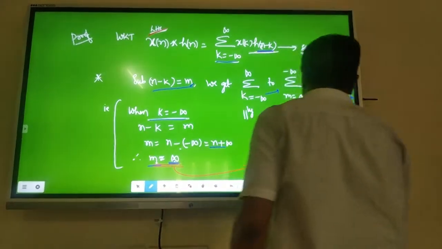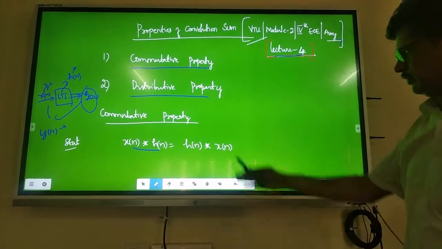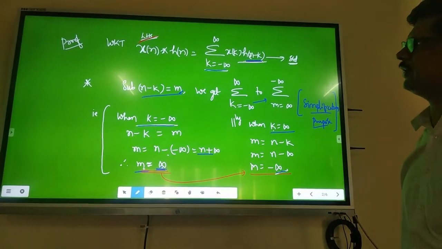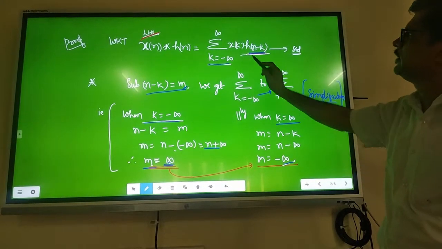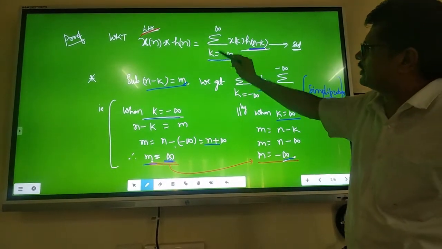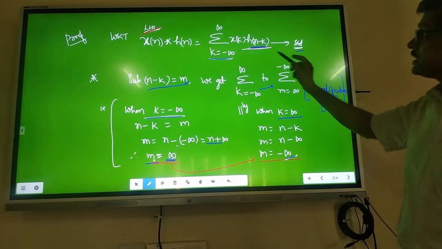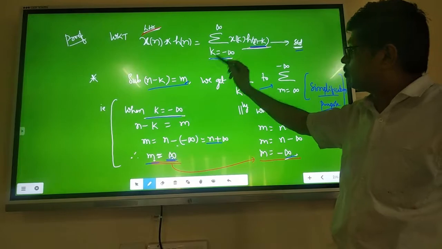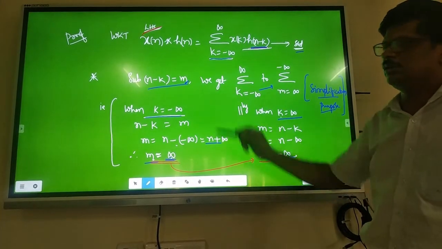What is that? Only three lines. First, write the statement x of n into h of n is equal to h of n into x of n. Write the LHS, x of n into h of n. Write the formula, x of k into h of n minus k, summation k varies from minus infinity to plus infinity, standard formula. Substitute n minus k as m. That's all. One more variable. I want to shift the k variable to m, and I will remove this later.